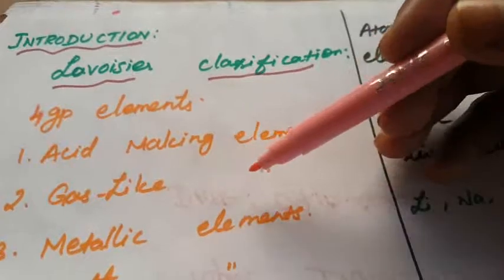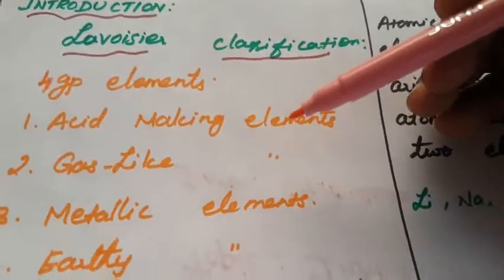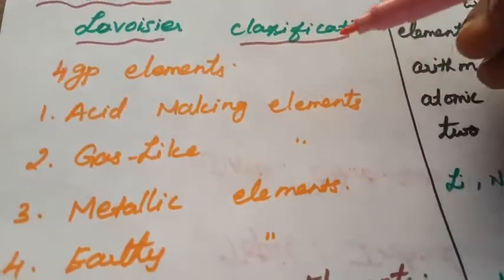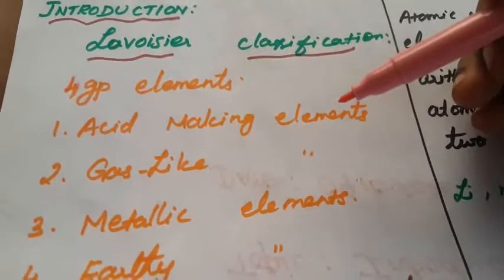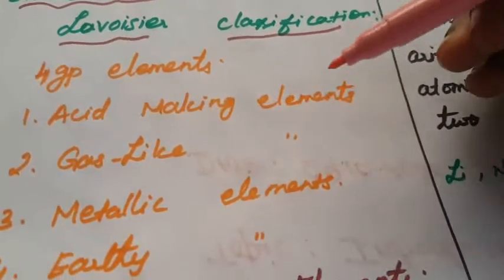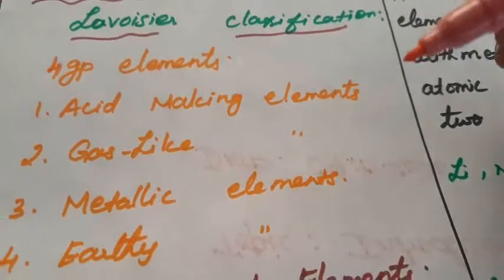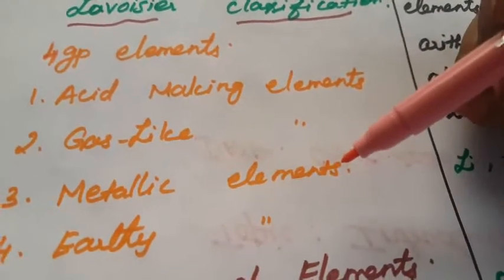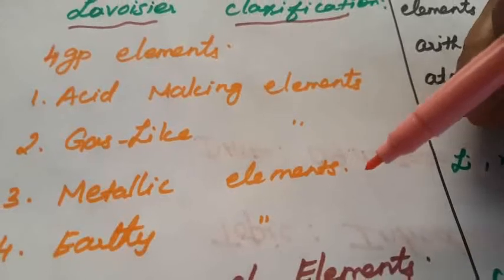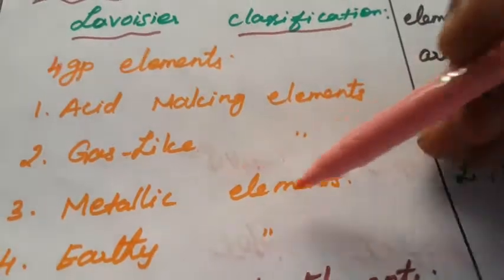What is meant by gas like elements? What are the gases present in the periodic table? Oxygen, nitrogen and hydrogen. These are the gas like elements present in the periodic table. Another one is metallic elements. What are the metallic elements? That is cobalt, nickel, mercury, copper, gold, silver, platinum. These are all under this category.